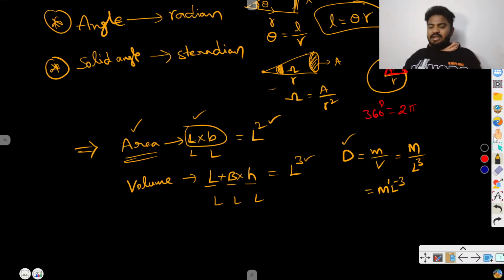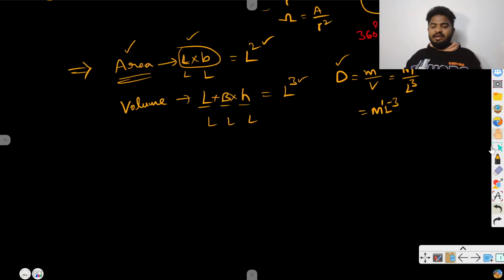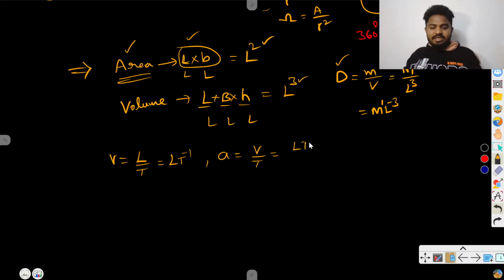Next, after density, let me take speed or velocity. Velocity is distance by time, that is equal to L t power minus 1. And next, if I take acceleration, change in velocity by time is called acceleration. So velocity, L t power minus 1, by t, is equal to L t power minus 2. This is about the acceleration. Now I will use force. F is equal to ma.